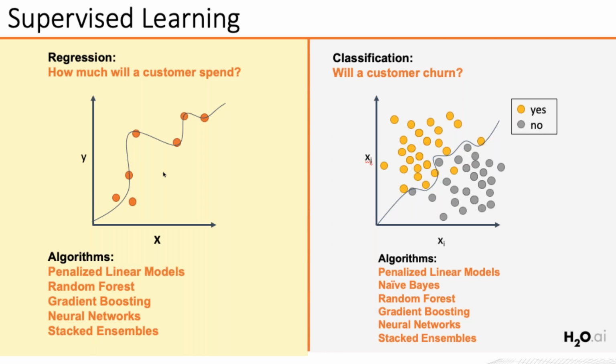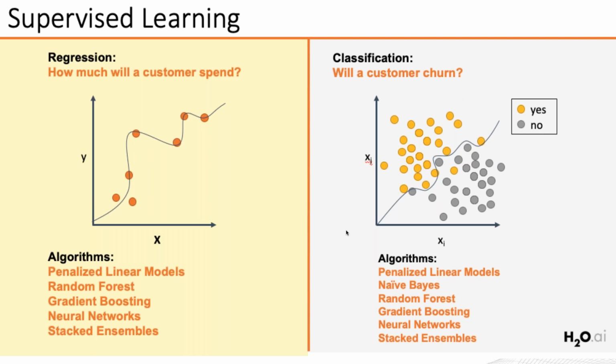And for any new sample for which you want to predict, you're going to then try to plot it and see how far it is from your existing line. So there are a few algorithms which we use for this, like linear models, random forest, gradient boosting, stacked ensembles, and so on. As for classification, in classification, we try to create a decision boundary between the different classes.